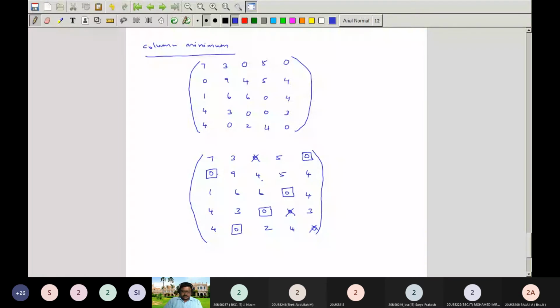So see the optimal result: each row, each column has a single zero assigned. Each row, each column having one zero assigned. So next, finally the assignment schedule.